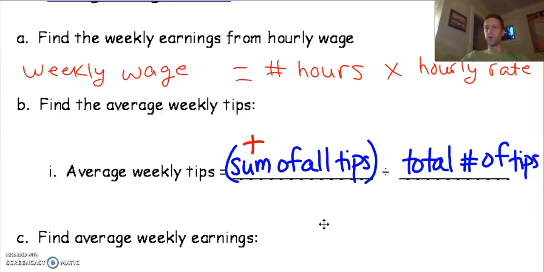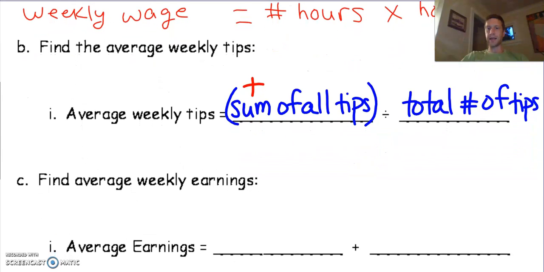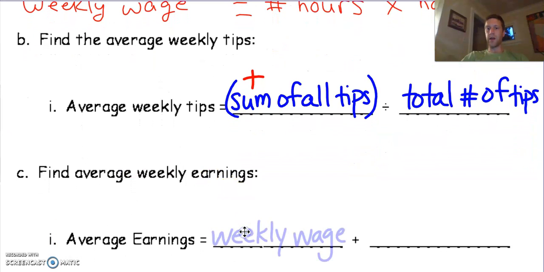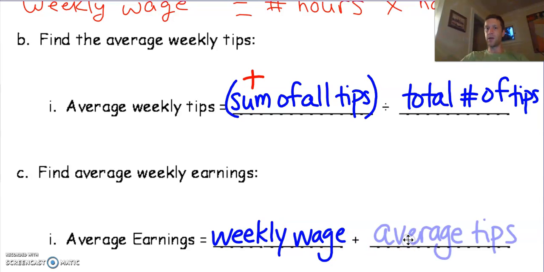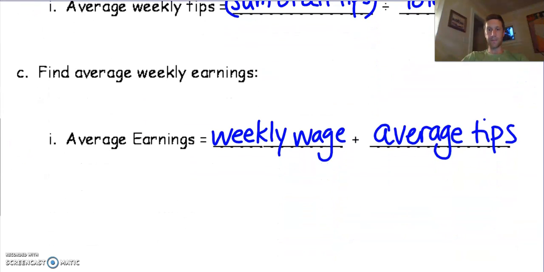So we're going to do the sum of all tips, which sum is addition. So I put that plus sign up there, and then we'll divide it by the total number of tips. And then last step to put this all together, average weekly earnings. We take that weekly wage that we did in step A, average tips from step B, and that's going to give us our earnings for the week, or the average earnings in a week.